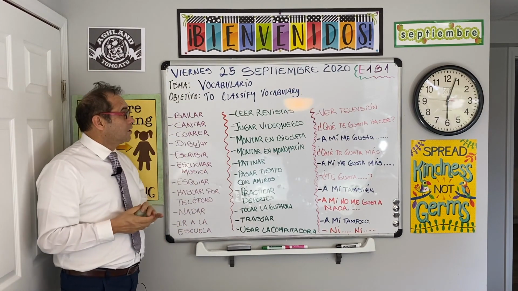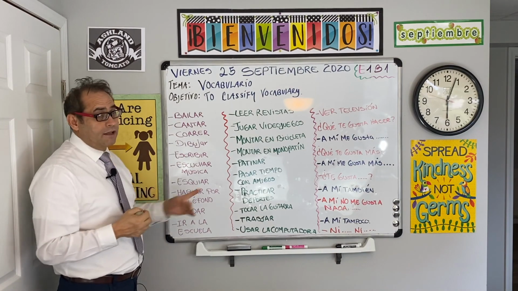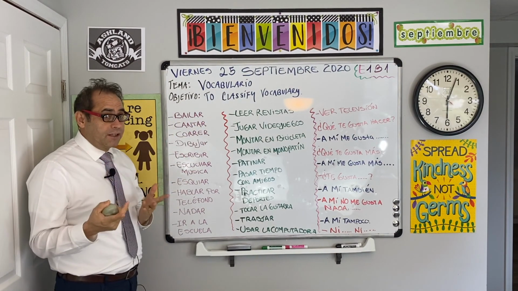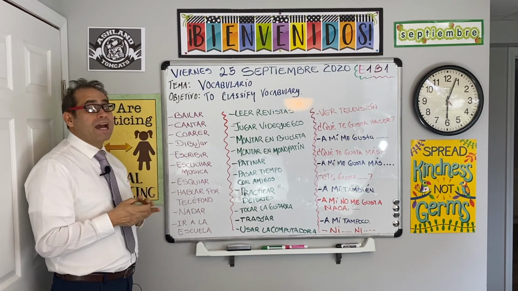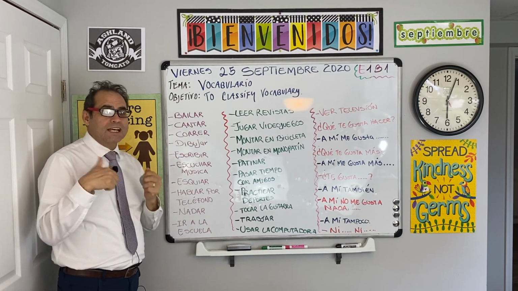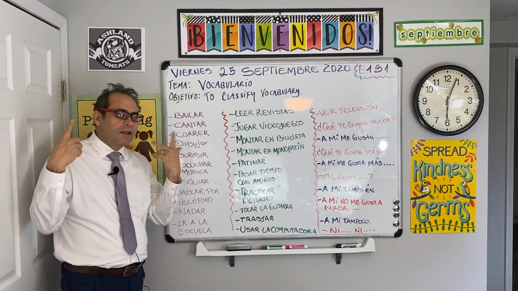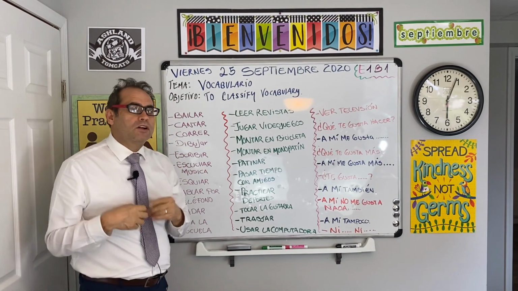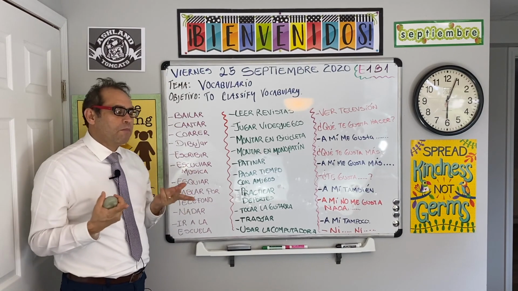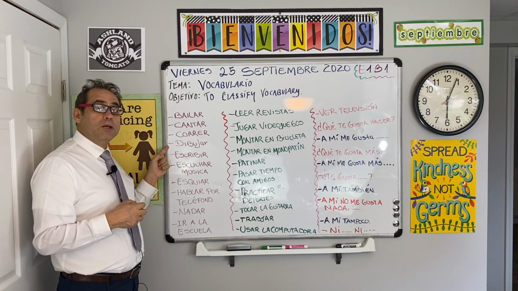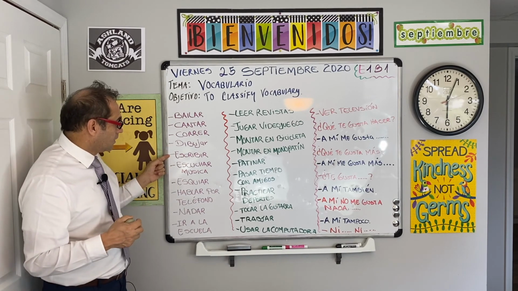So the topic for today is vocabulario. Vocabulary is a cognate. You already know that. We're going to classify the vocabulary. We're going to have bailar. When I say bailar, what comes into your mind? What is that mental image that you create when I say bailar? Bailar. Cantar. Correr. Dibujar. Escribir.